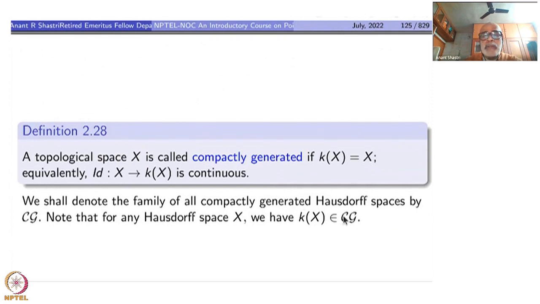And remember, we are all the time working inside Hausdorff spaces. So far we have not paid much attention to that, but we will keep insisting that we are using Hausdorff spaces. Then we will have a notation CG, compactly generated. This is another subcategory of the whole category of topological spaces, inside the Hausdorff spaces. In particular, starting with any X, KX is always compactly generated. So from a general space you are coming to something special. The set of all compactly generated spaces is obviously smaller than all Hausdorff spaces, right?